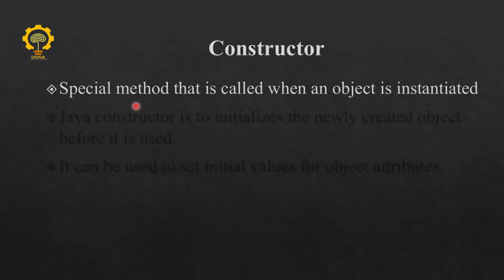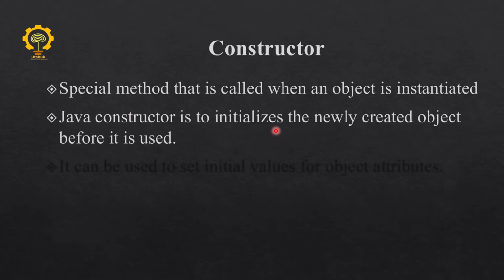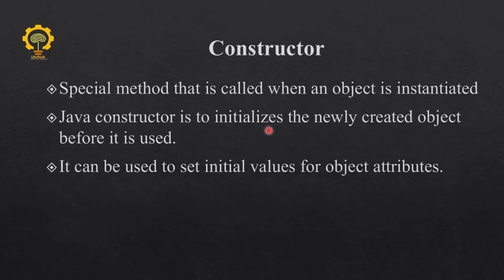Constructors are special methods that are called when an object is instantiated. A constructor is like a method, and we define a constructor the same way we define a method, but it is considered a special method. We use a constructor in order to initialize the newly created object before it is used. To call the constructor, we define the object, and at the time of instantiation of the object, the constructor is called. So it can be used to set initial values for object attributes.